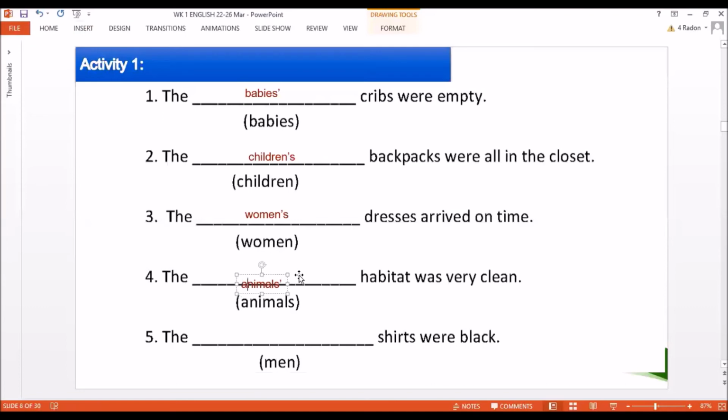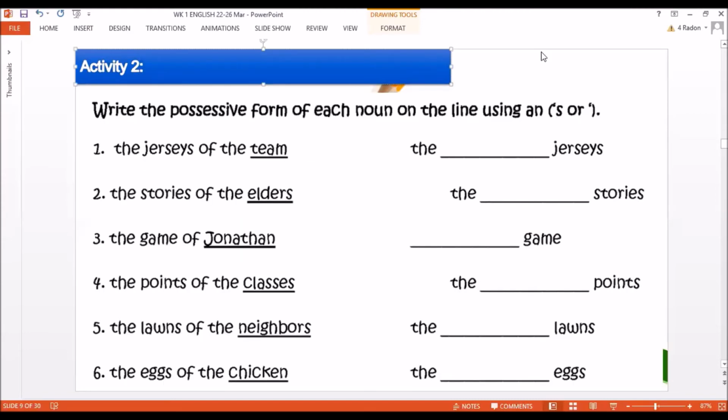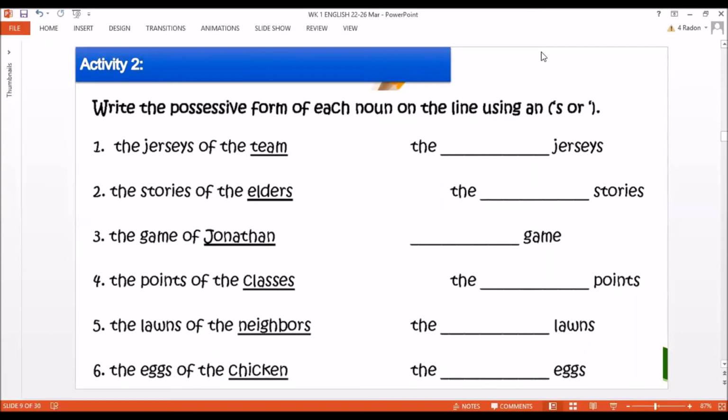Okay, then we go to number 5. The men's shirts were black. So here, since the word does not end in S, we write apostrophe S. Do you understand? So now we go to our second activity.